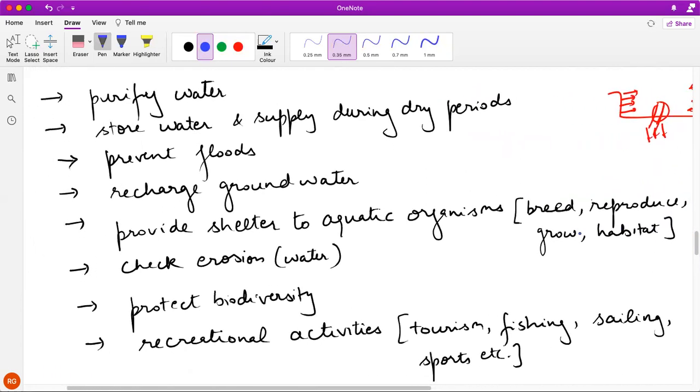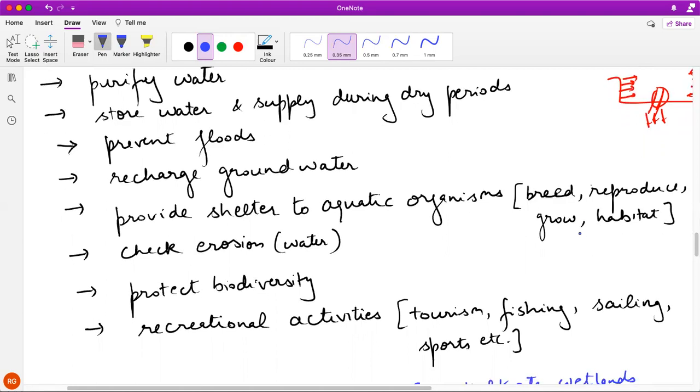Then they help in recharging groundwater, because they absorb water, which seeps down into the ground. This role of recharging groundwater is very essential in cities. What is happening now? We are encroaching on the wetlands in city areas. Because of this, groundwater is not getting recharged in the city areas.